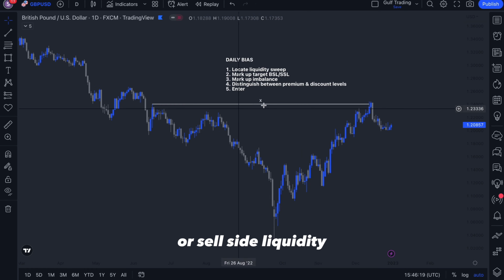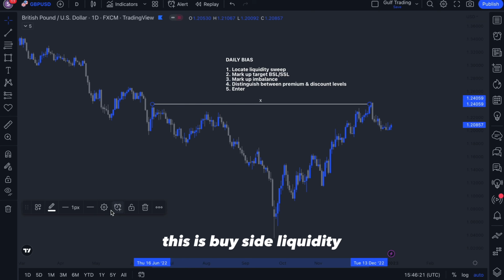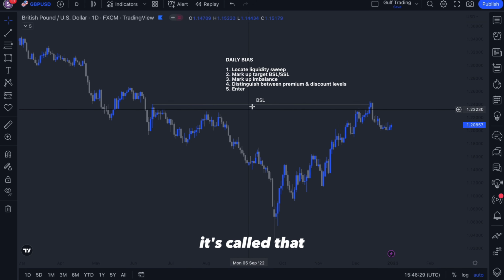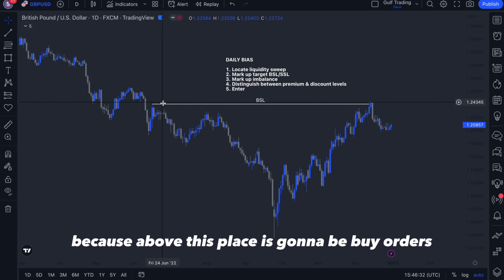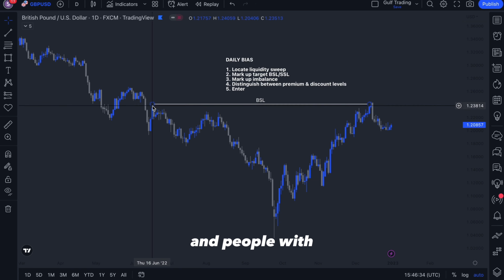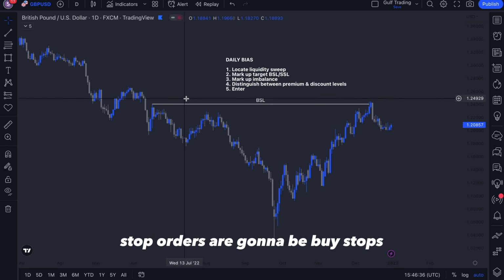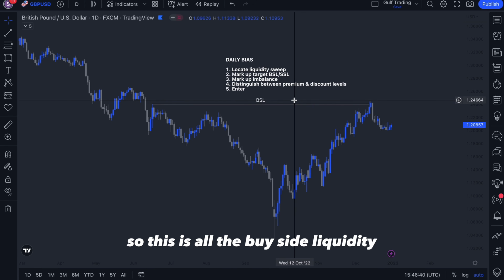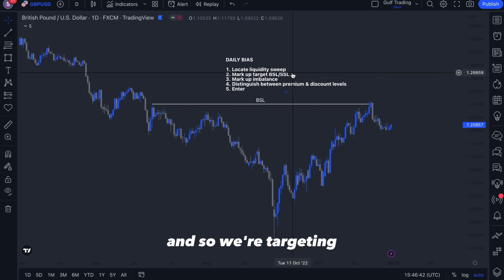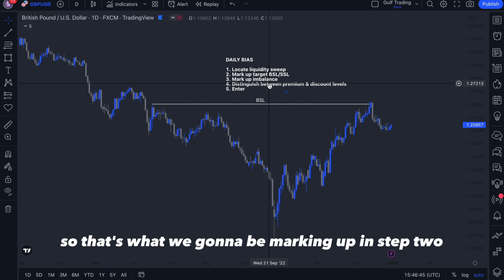buy side liquidity or sell side liquidity. Another thing you can call this is buy side liquidity. It's called that because above this place are going to be buy orders, people trying to get breakouts, and people who have gone short with their stop loss. Stop orders are going to be buy stops. So this is all the buy side liquidity, and so we're targeting sell side liquidity now. That's what we're going to be marking up in step 2.